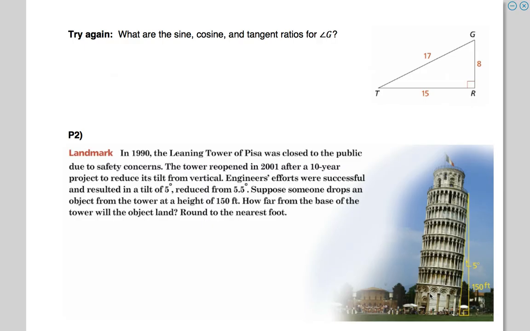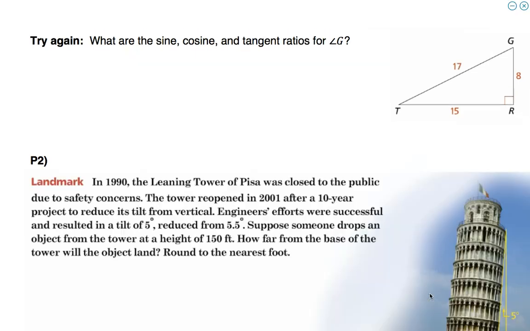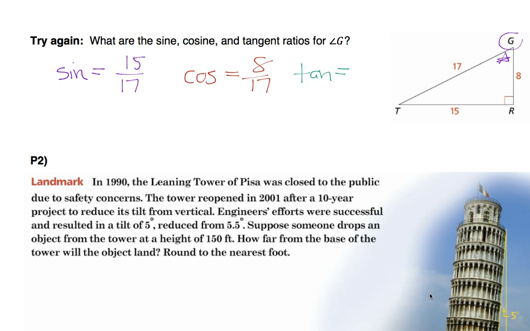All right, moving on. So sine, cosine, tangent ratios for angle G. So sine is opposite over hypotenuse. Cosine is adjacent over hypotenuse. And tangent is opposite over adjacent.